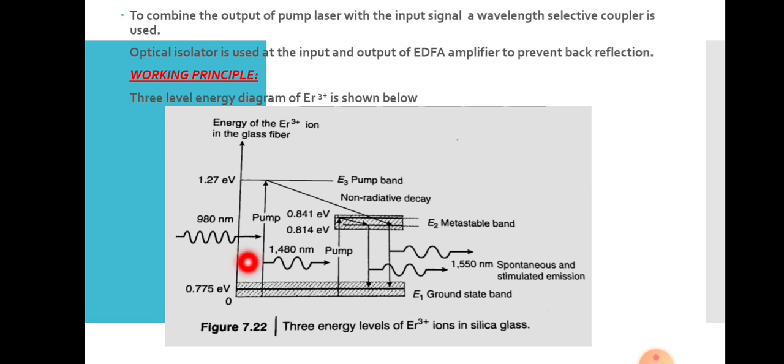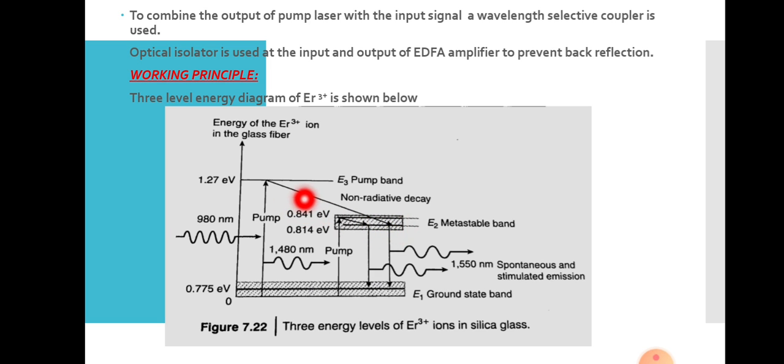Sometimes, if no pump is provided when population inversion is achieved, there is a chance of spontaneous emission, that is shown here. Due to this spontaneous emission, some photons will be generated, and these photons will not be in the frequency range corresponding to this pump energy. As a result, the photons emitted due to this spontaneous emission will produce some noise in this Erbium doped fiber amplifier. This corresponds to the amplified spontaneous emission noise. That means there will be some output at the amplifier section without any pump signal or without any input.